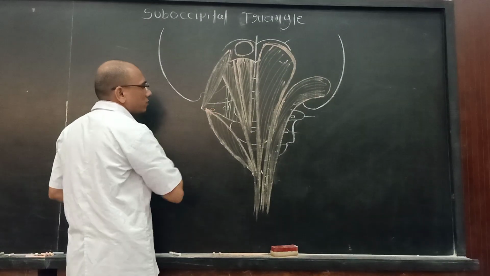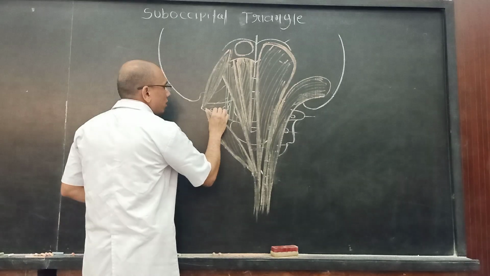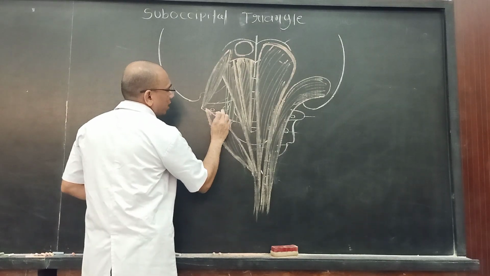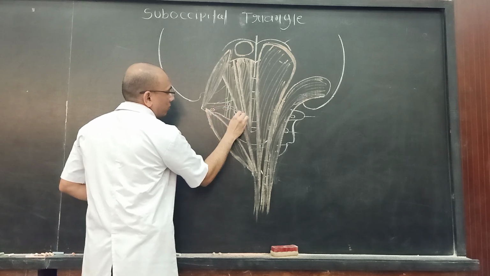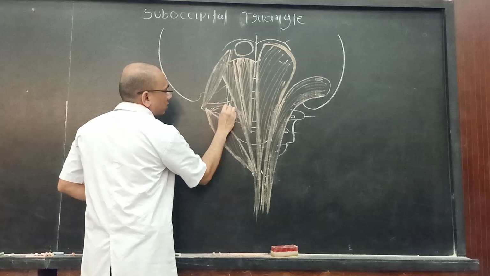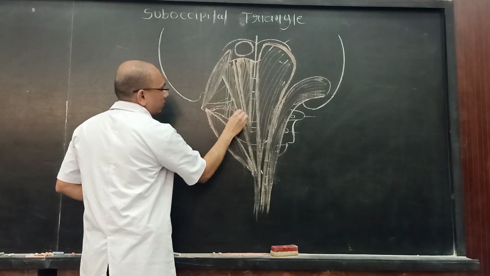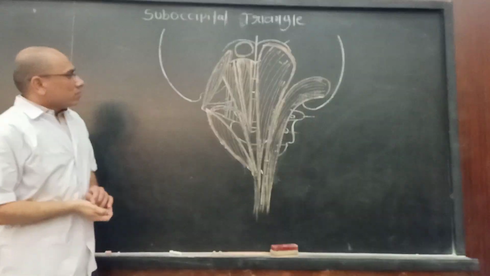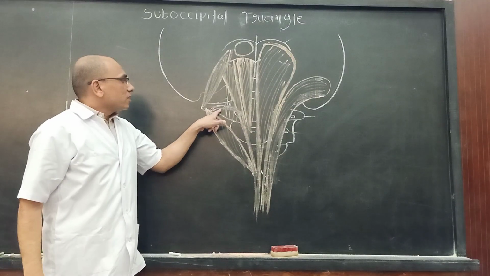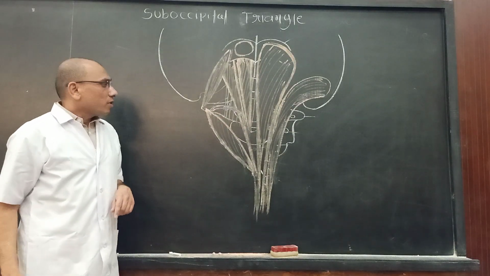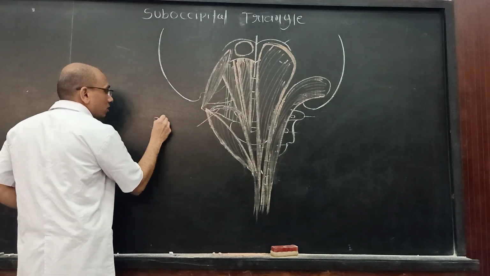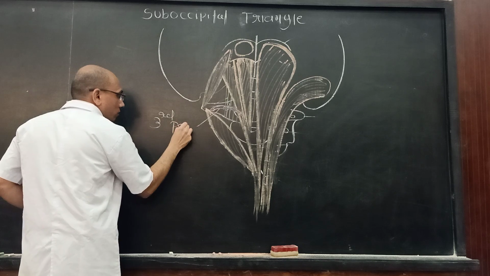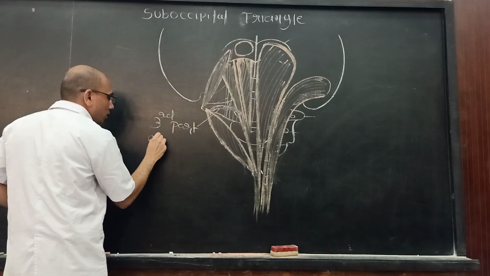Here is the foramen transversarium. So vertebral artery from the foramen transversarium behind this articular facet enter into this vertebral canal. This part of the vertebral artery is called the third part of the vertebral artery.